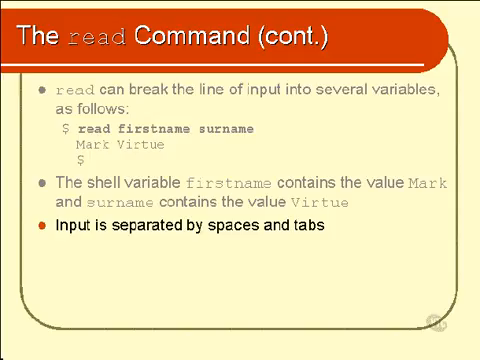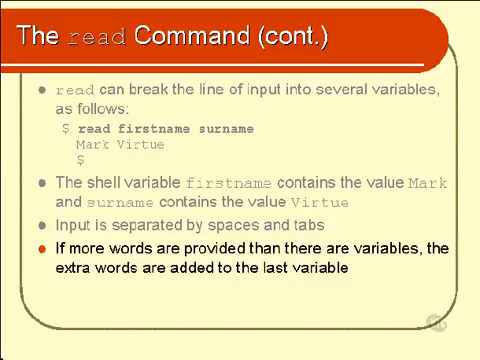And some final points about that. If the user happened to type in more words than there are variables to put them in, then the extra words are added to the last variable. Now we've actually already seen that. The very first example we saw was where we asked for a single variable called name, and I actually typed in mark virtue. In other words, I typed in 2 words in response to one variable request, and both names, or both words if you like, were put into the single same variable.